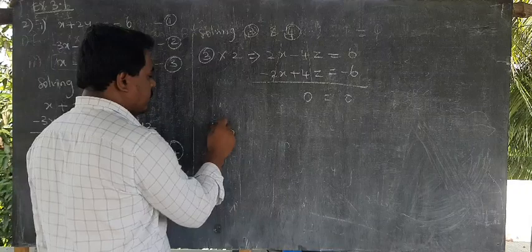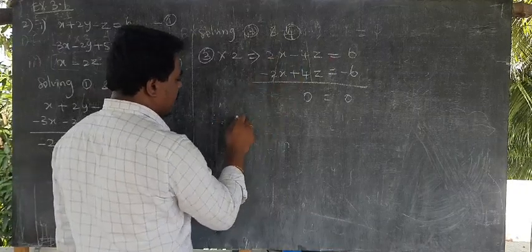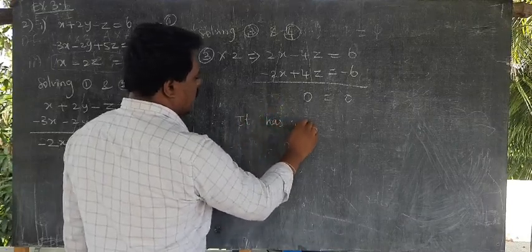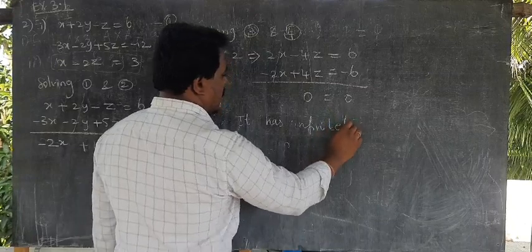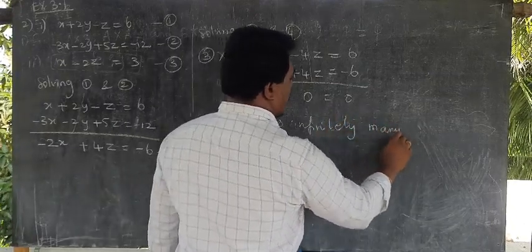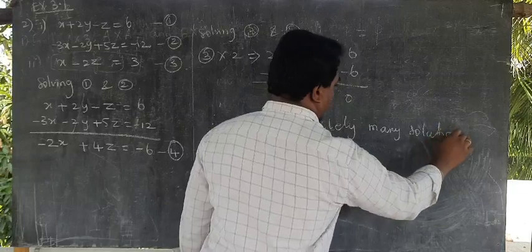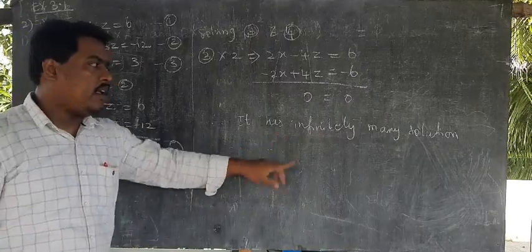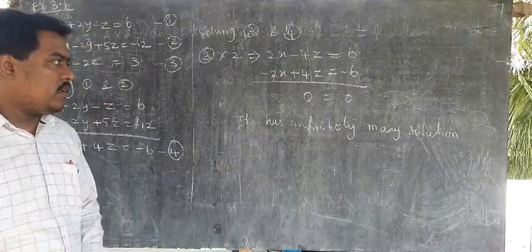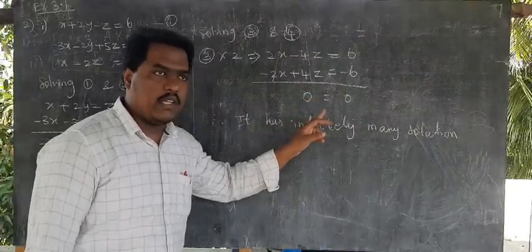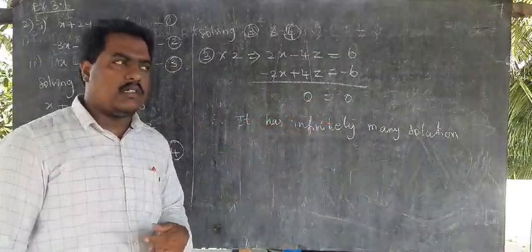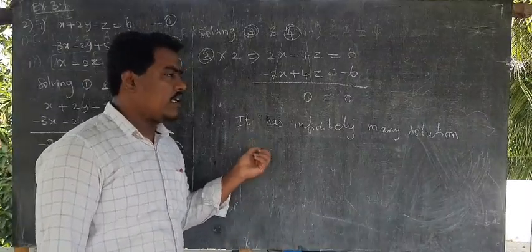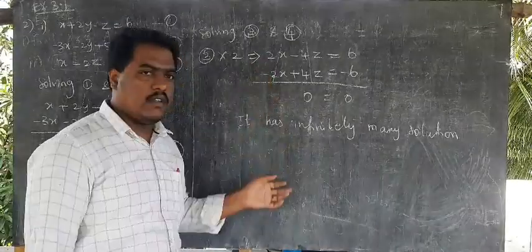So this has infinitely many solutions. Clear? So why are we getting 0 equal to 0? Already I told what is unique, what is many solutions, what is no solutions. So in the next sum we will discuss about that, and then we will solve another sum. Thank you.